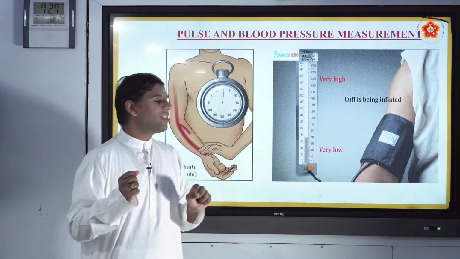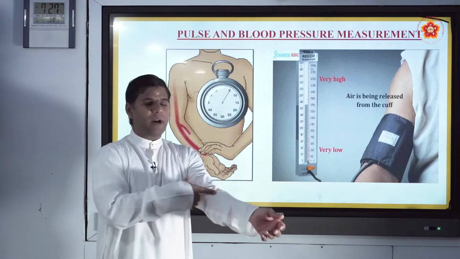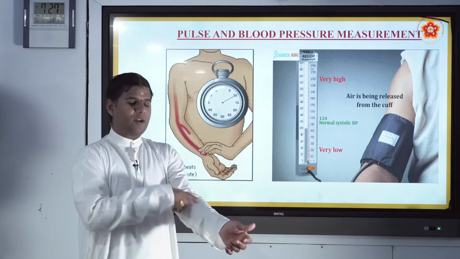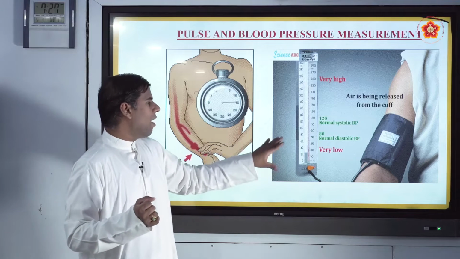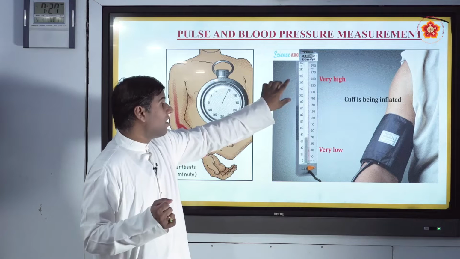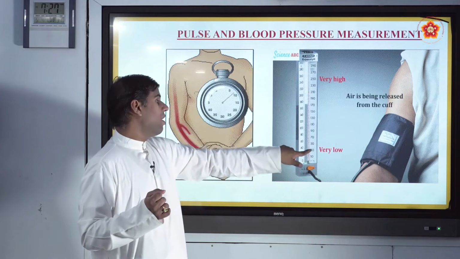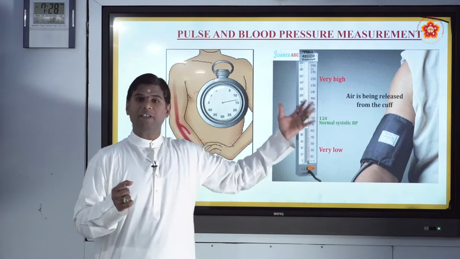Now I'll explain what is systolic. When the stethoscope is held here, the first part of blood comes through. The first drop of blood, you hear it, and the last part of the blood is heard too. That's called systolic and diastolic. So the normal level should be 120/80. If it exceeds that, it means that it's very high. And if it's very low, like 50 or 70, it's very low. This is how the blood pressure is measured.